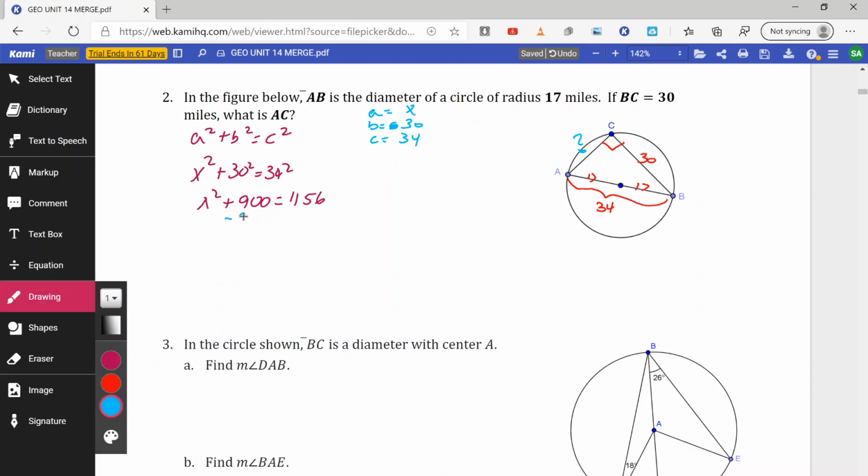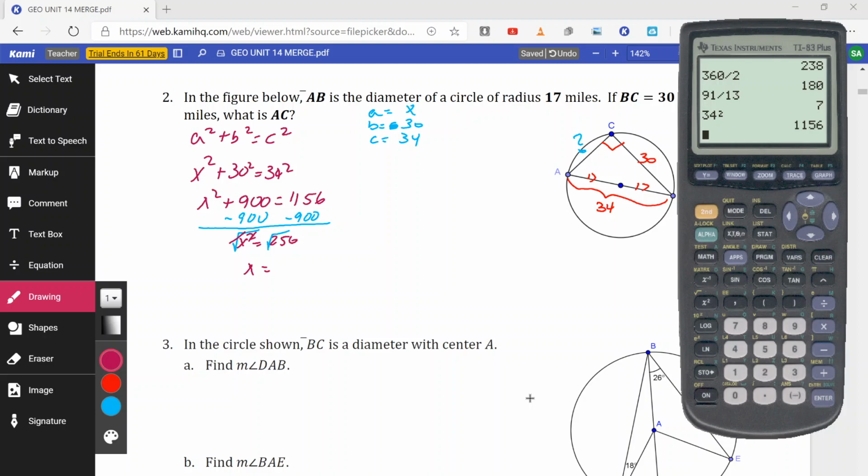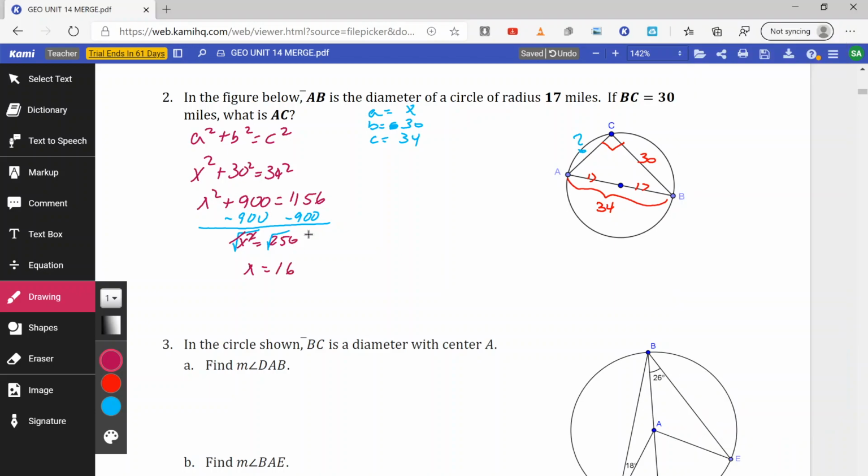So we're going to subtract 900. So we get x squared is 256. I want to take the square root of both sides, because that will cancel out the square. So we get x equals the square root of 256, which is 16. So AC is 16 miles. Can't forget the notation, the unit of measurement.